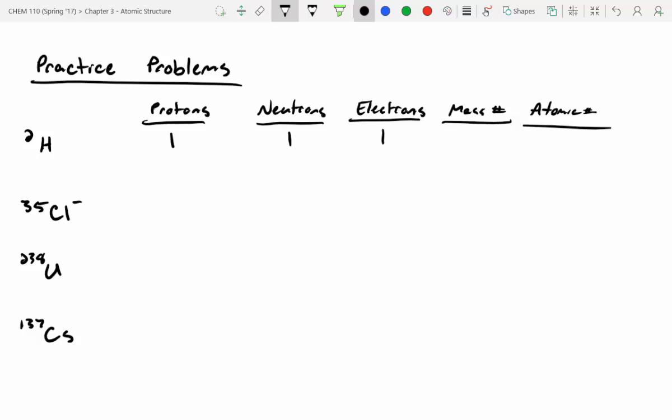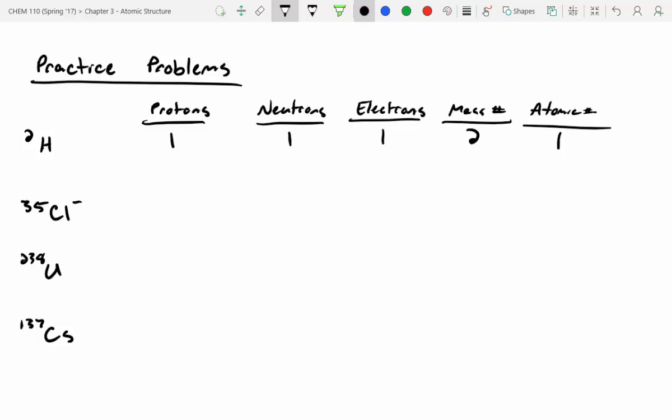Mass number? Mass number is that number in the top left-hand corner. So it's got to be 2, right? It's the number of protons plus neutrons. That's mass number. Atomic mass is the one with the decimal points. People get them flip-flopped a lot. So mass number is 2, and then atomic number we said is going to be 1.